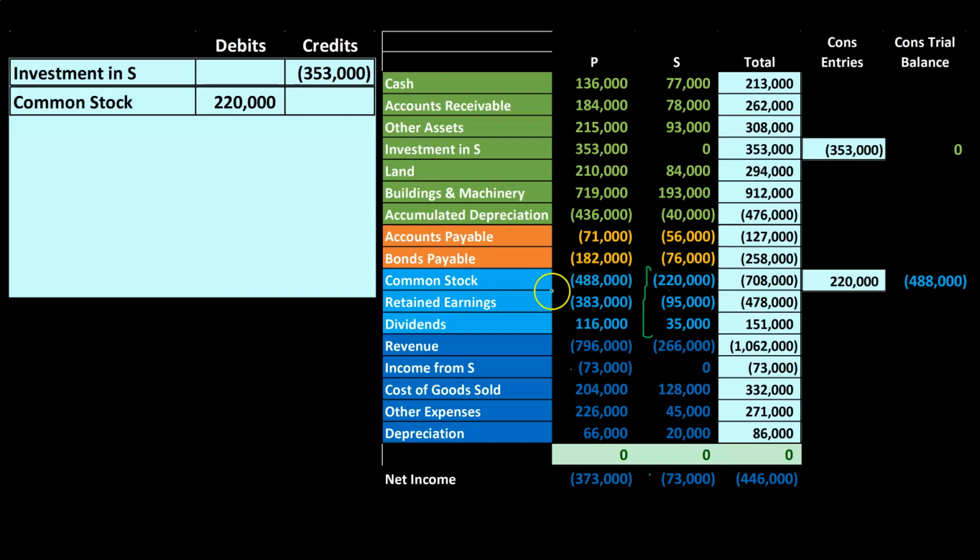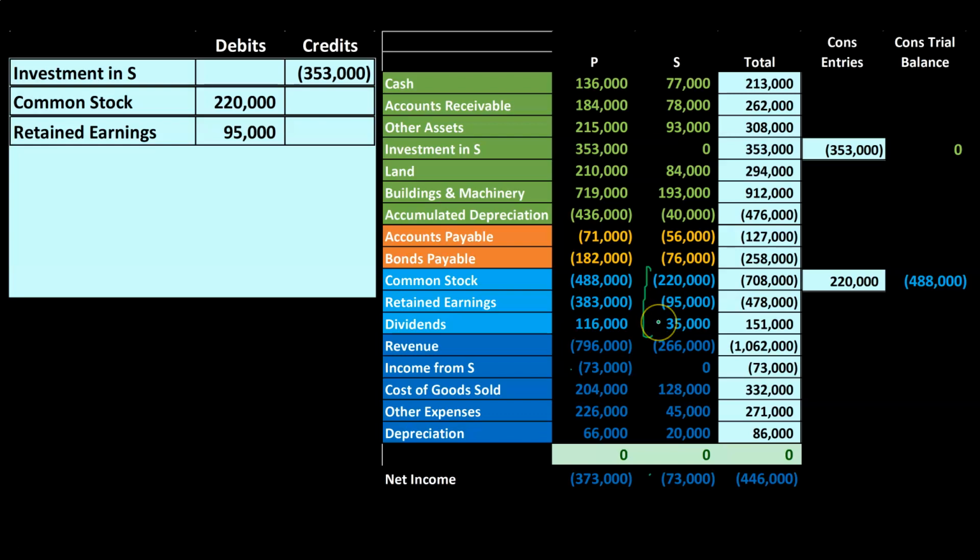So what's that look like? Well, we have common stock for P, 488. Common stock for S, 220. That adds up to the 708. And then on the eliminating entry, we're going to remove S's portion, the 220, bringing us back down to what P had, the 488. So we're leaving what P had. Same with the retained earnings. This represents really the retained earnings at the beginning of the year, because we didn't record anything to retained earnings during the year. What's going to happen is the net income is going to roll into it in terms of the balance sheet.